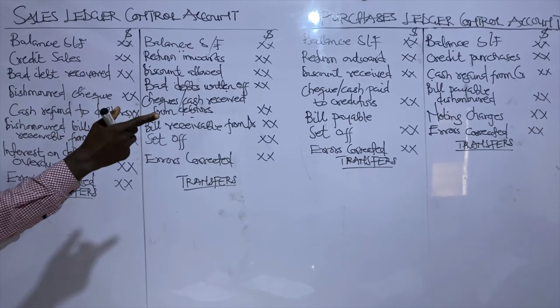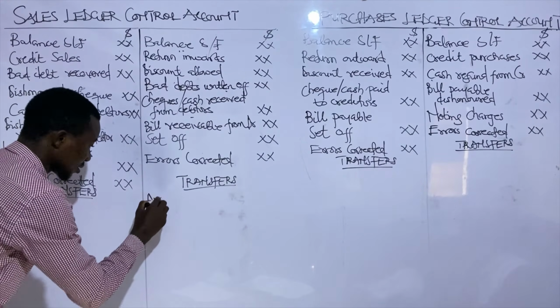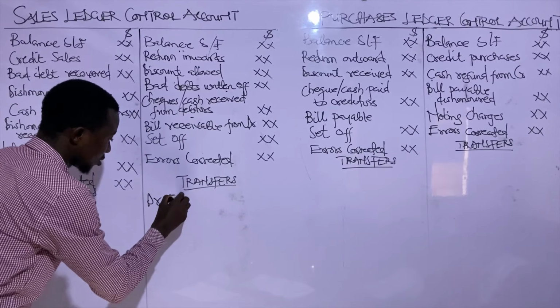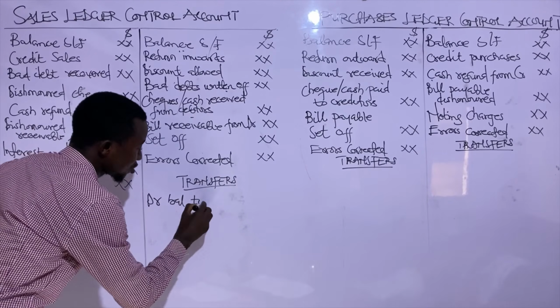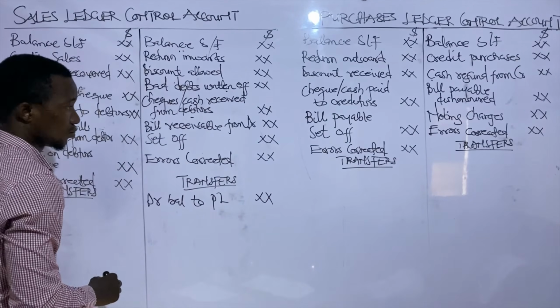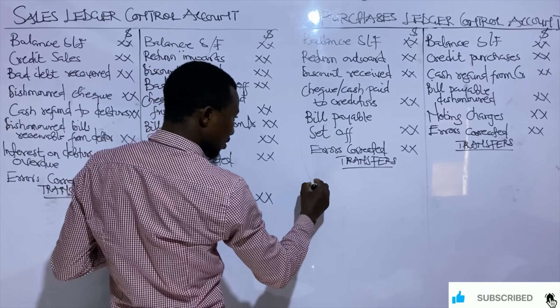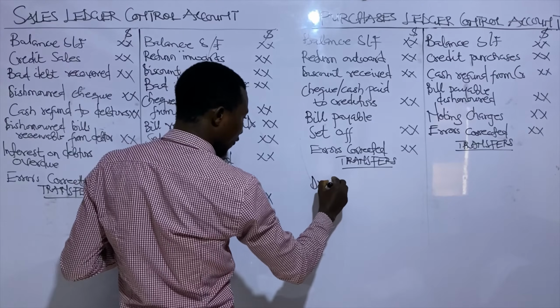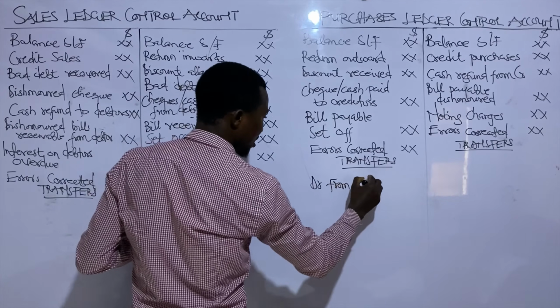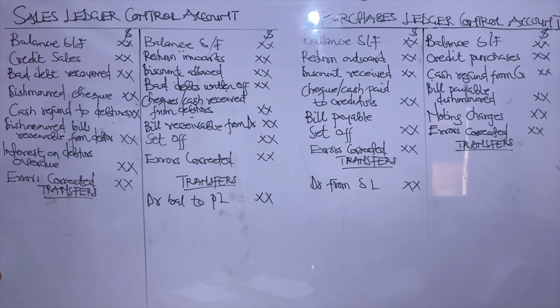So what I'm saying is that if the question says that a debit balance in the sales ledger is transferred to the purchases ledger, then you should say that a debit balance, we are transferring the debit balance to purchases ledger. We come and record it here. So when we come to the debit side of this account, then we say that a debit balance from the sales ledger. Then we come and record it here. So a debit balance from sales ledger will be recorded at the debit side of the purchases ledger.